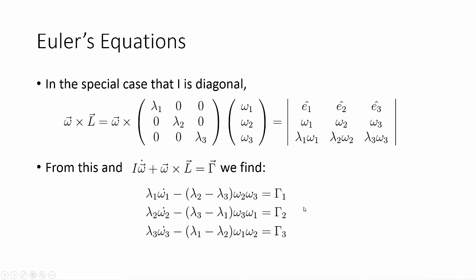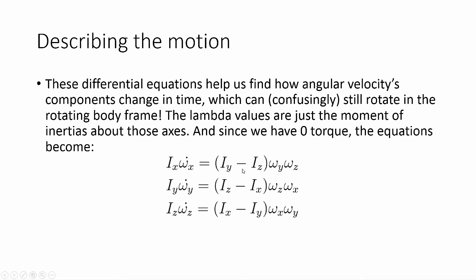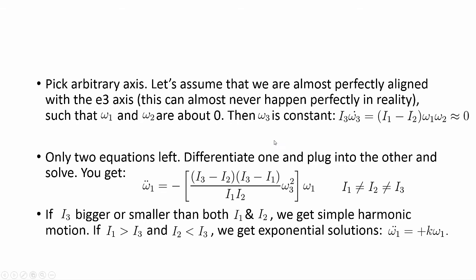So in the case when torque is 0, we can now take our Euler's equations and rewrite them like this. I've substituted in the moments of inertia here for the lambdas just so that it's more clear what these are. We want to solve for these so that we can describe the motion of omega in the body frame. So we have to make one assumption, and that's that when we rotate the object around an arbitrary axis, it's basically perfectly aligned with that axis.